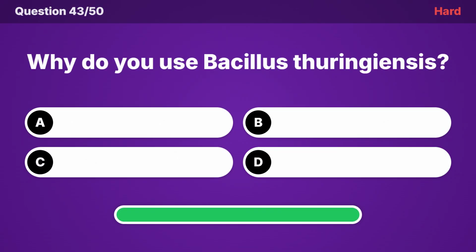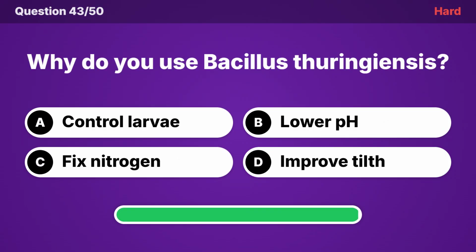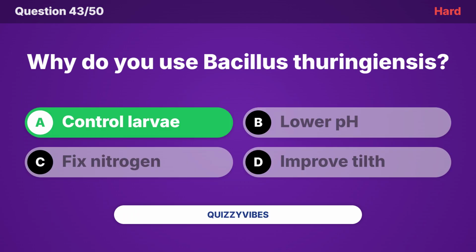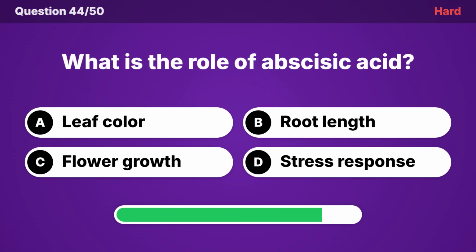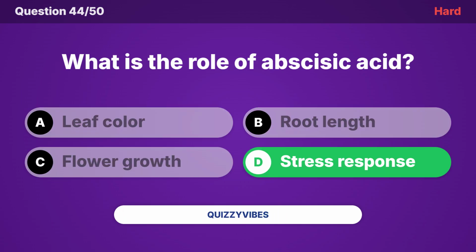Why do you use Bacillus thuringiensis? And the answer is control larvae. What is the role of abscisic acid? The answer is stress response.